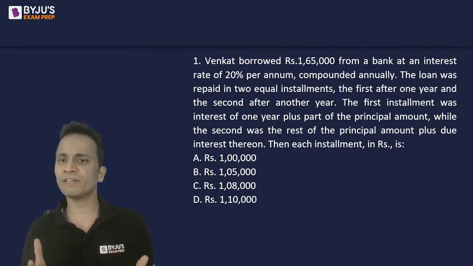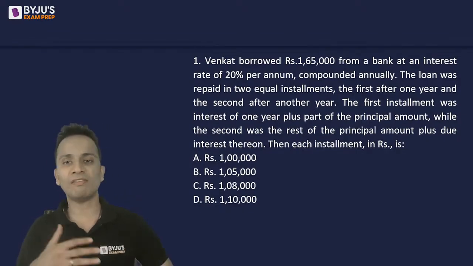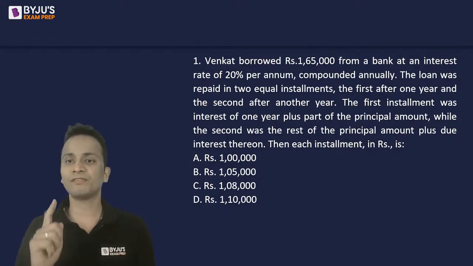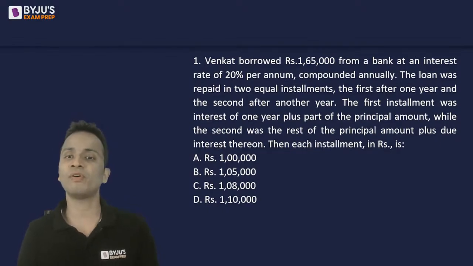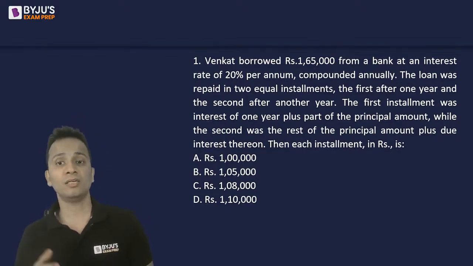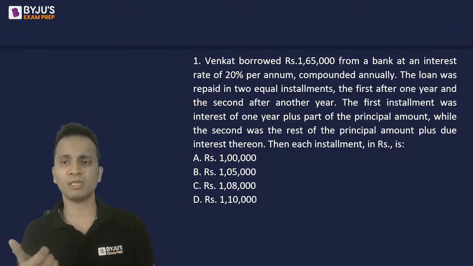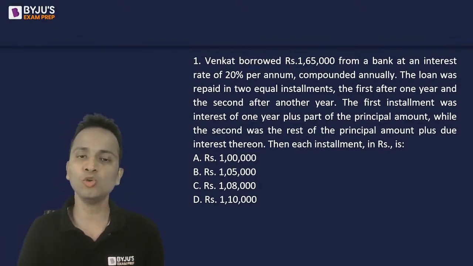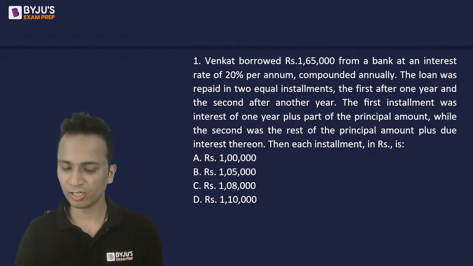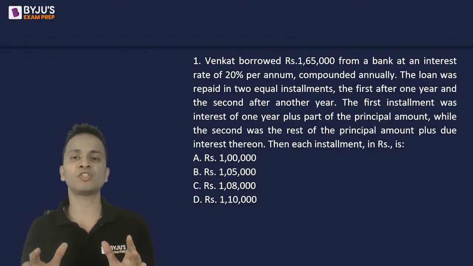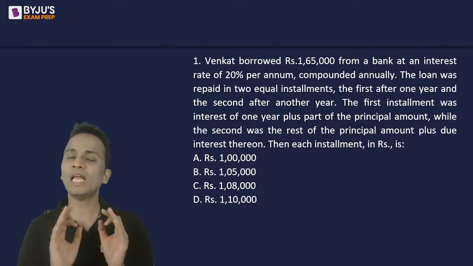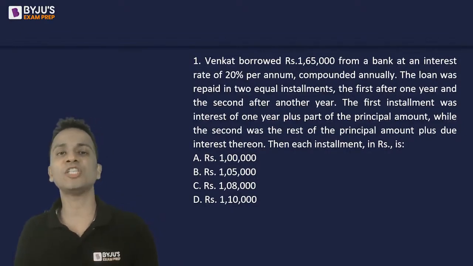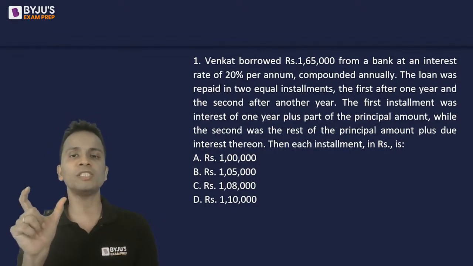The first one after 1 year and the second one after another year. The first installment was the interest of 1 year plus part of the principal amount, while the second was the rest of the principal amount plus due interest thereon. Okay, so they have just explained the basic concept of installment. You don't have to read that. You'll have to find out the value of each installment. Both the installments are equal.